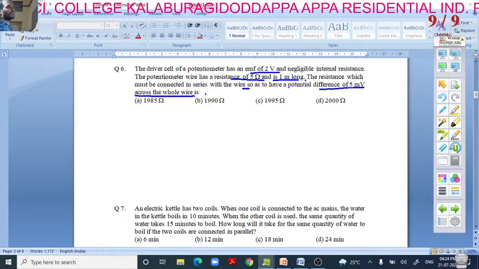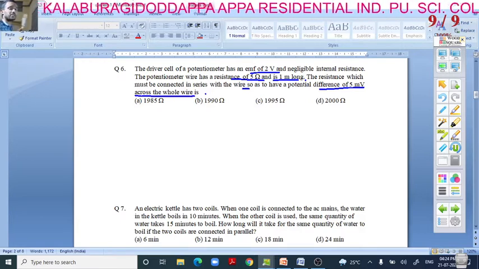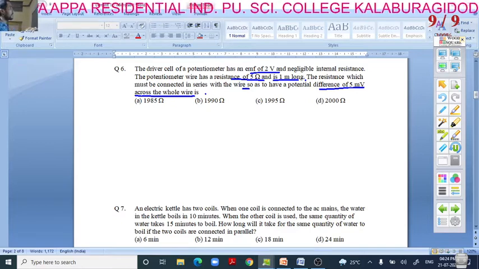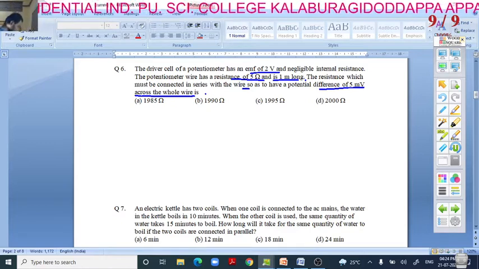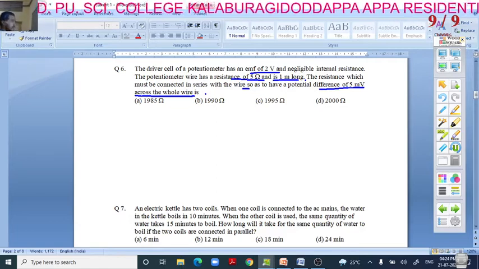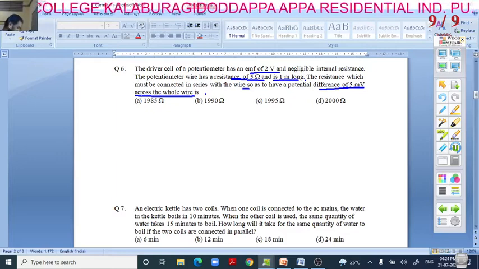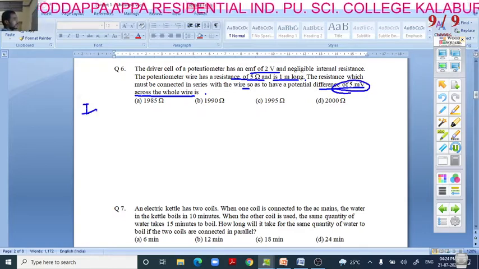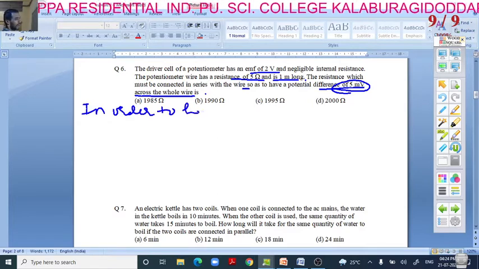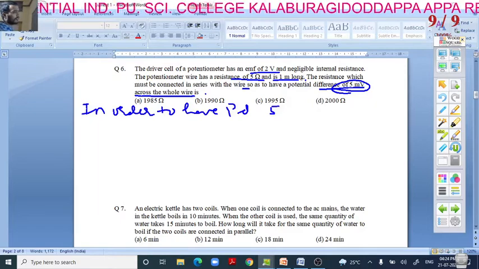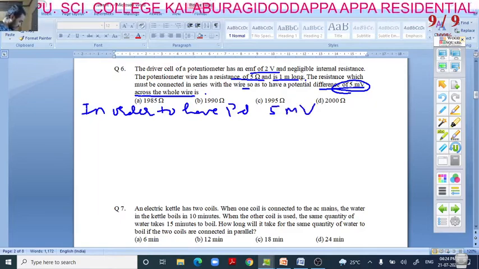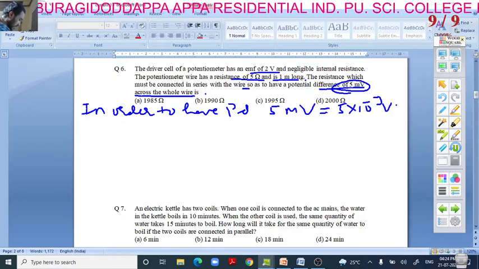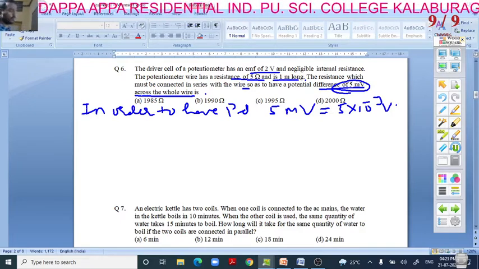So he is telling that the resistance which must be connected in series with the wire, so as to have the potential difference of 5 millivolt across the whole wire, right? So, see here, with the help of the given data, in order to have a potential difference of 5 millivolt, that is equal to 5 × 10⁻³ volt, across the resistance of 5 ohm, right?